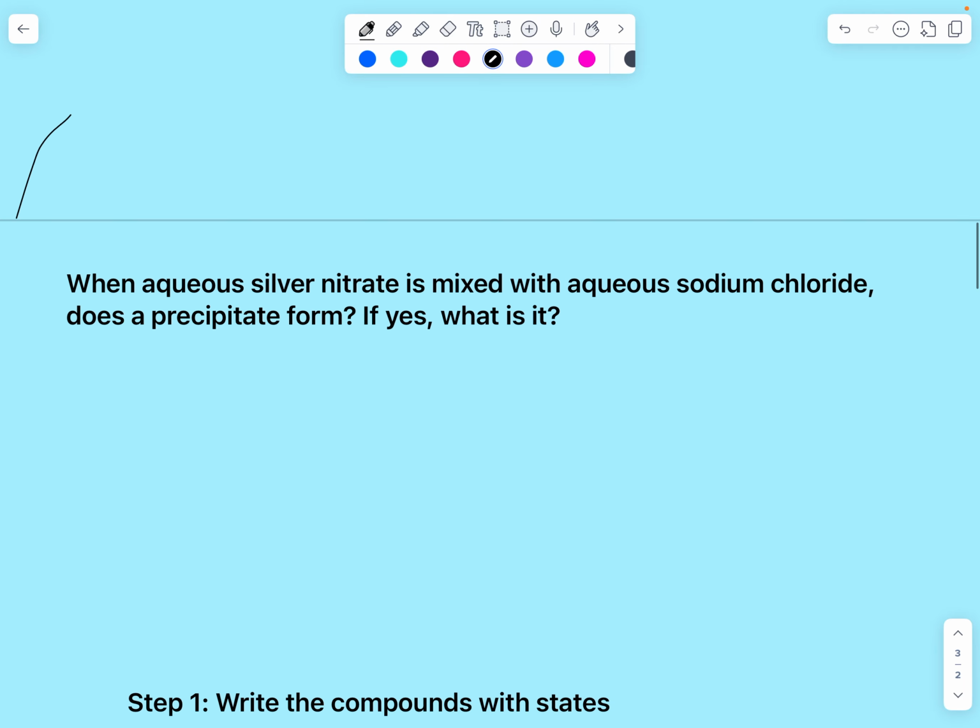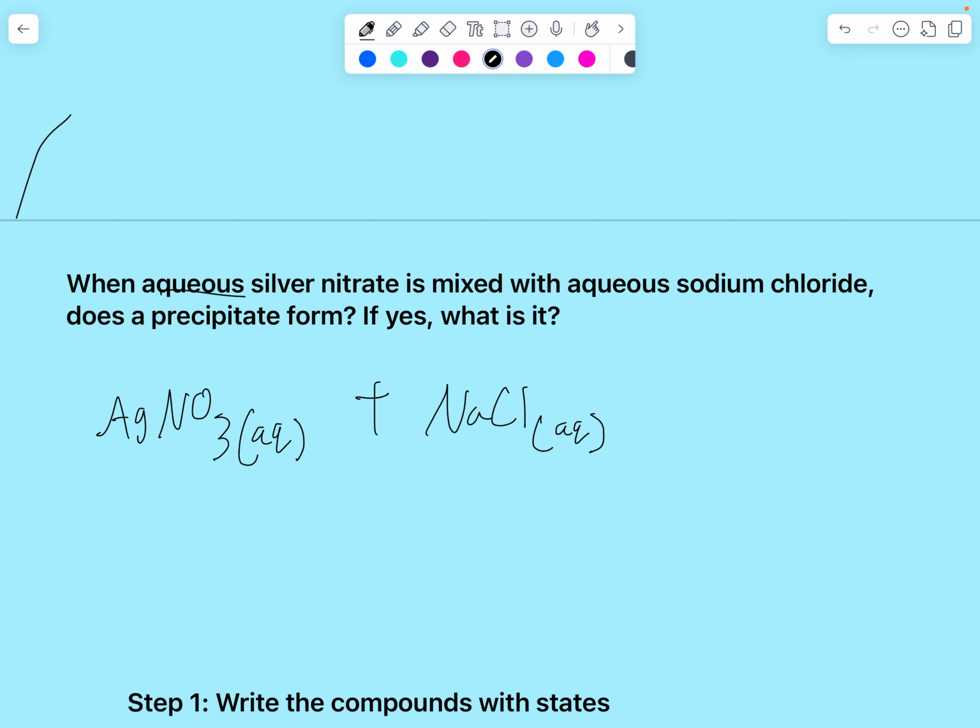So, let's look into problem 1. When aqueous silver nitrate is mixed with aqueous sodium chloride, does a precipitate form? If yes, what is it? So step 1, write the compounds with states. Silver nitrate, silver, Ag, nitrate, NO3, and then it's aqueous, is mixed with aqueous sodium chloride. It's aqueous. They are aqueous, so they dissociate.